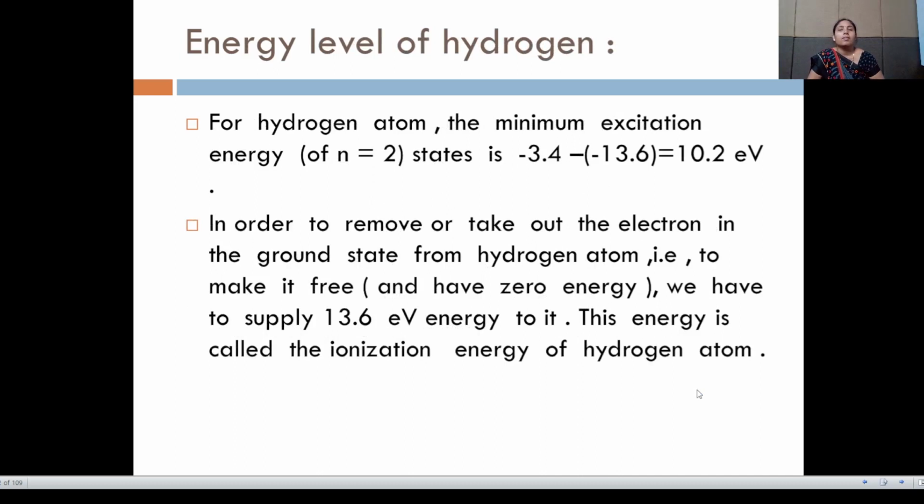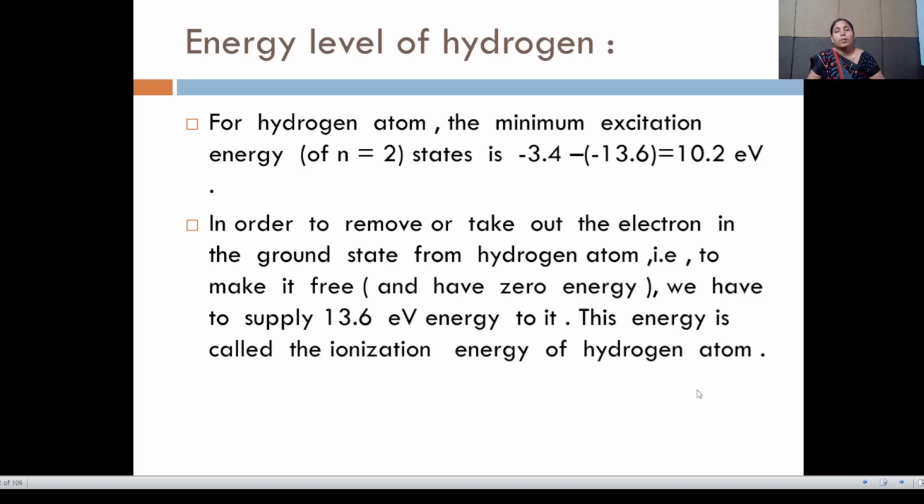Then the energy levels of hydrogen. For the hydrogen atom, the minimum excitation energy of the n is equal to 2 state is minus 3.4 minus (minus 13.6) bracket complete, which is equal to 10.2 electron volt.